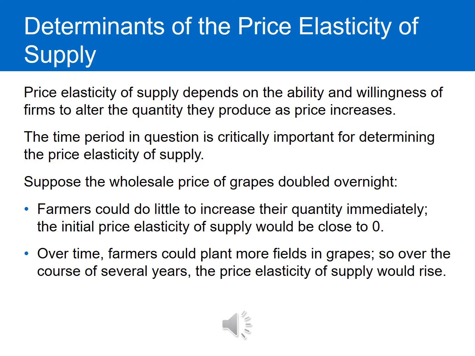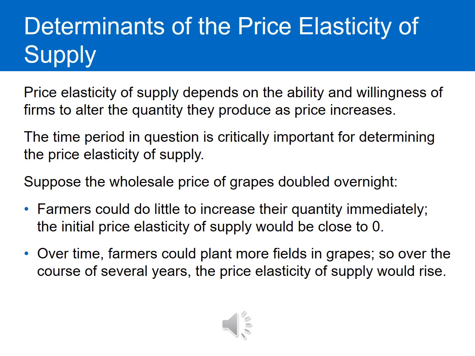Suppose the wholesale price of grapes doubled overnight. Farmers could do little to increase their quantity immediately, so the initial price elasticity of supply would be close to zero. They can't just immediately plant new grape plants and then harvest them that day in order to provide more to the market. So they're not responsive to a change in price in the immediate short term.